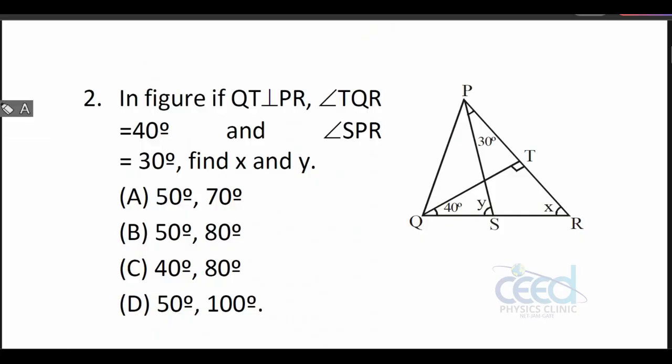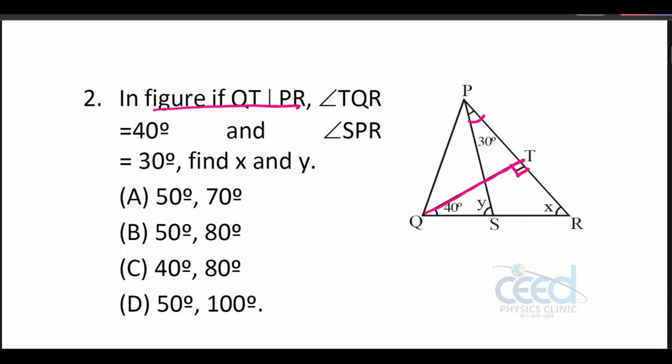Here one triangle is given. The figure QT is perpendicular to PR. This QT is perpendicular to PR, that means this is 90. And angle SPR, that is 30 degree. SPR means this angle, 30 given. Right. Find x and y.